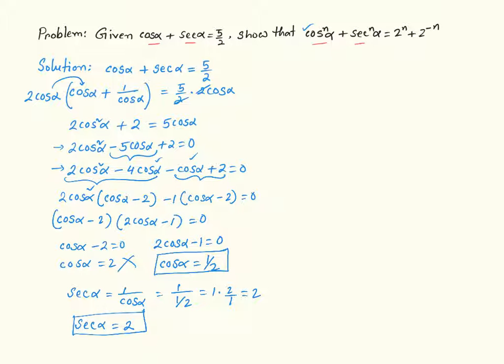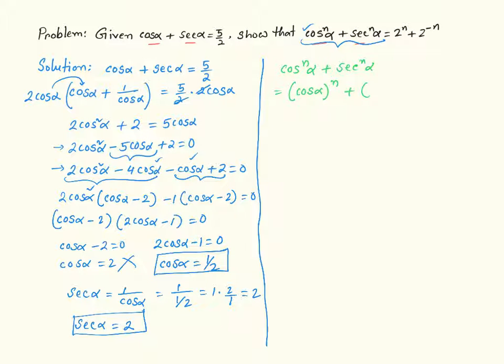Now I am going to take these values and plug them into the left hand side, which is cosine to the power n alpha plus secant to the power n alpha. Remember, cosine to the power n alpha is the same as cosine alpha raised to the power n, and similarly secant to the power n alpha is the same as secant alpha raised to the power n. However, the convention is to write it this way. Okay, so just to give you a heads up on this.